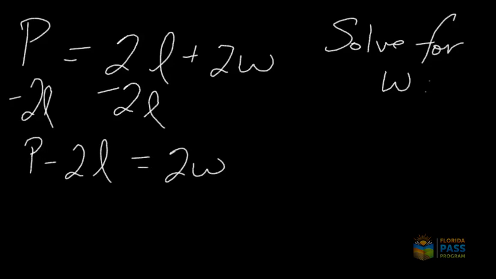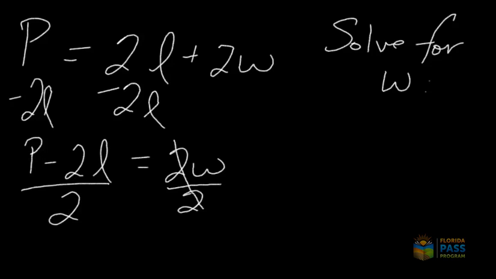Still trying to get the W by itself. What am I going to do to get rid of this 2? Notice it says 2 times W. The opposite of times is division. So I'm dividing both sides by 2. Here's a common mistake. Most students try to cancel out these 2's here. You can't cancel out the 2's here because this does not just say 2L. It says P minus 2L. So the 2's do not cancel out.